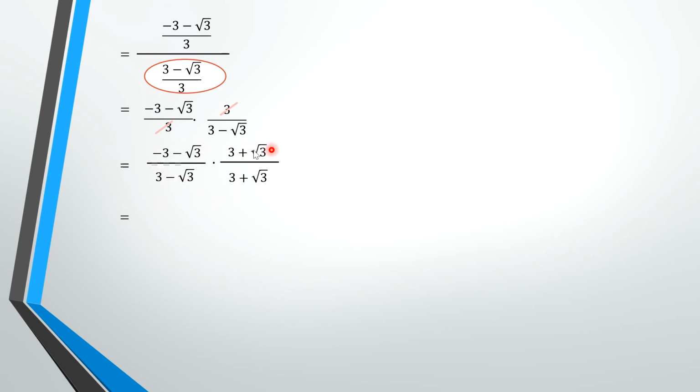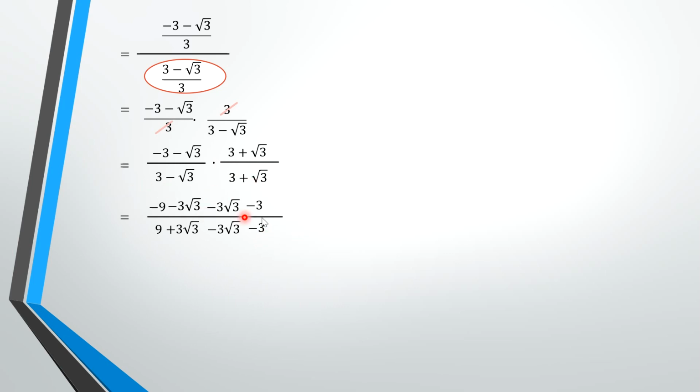So, negative 3 times 3, that is negative 9. Negative 3 times square root of 3, that is negative 3 square root of 3. So, let's have the second term. Negative square root of 3 times 3, that is negative 3 square root of 3. And negative square root of 3 times square root of 3, that is negative 3, all over. Let's have the denominator. 3 times 3, that is 9. 3 times square root of 3, that is positive 3 square root of 3. So, let's have the second term. Negative square root of 3 times 3, that is negative 3 square root of 3. And negative square root of 3 times square root of 3, that is negative 3.